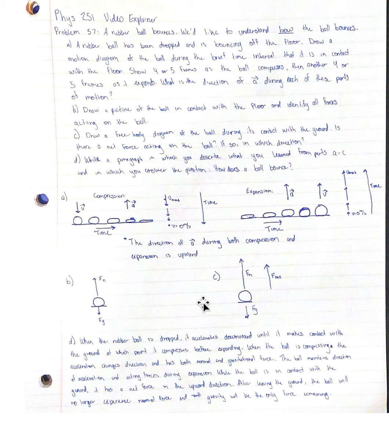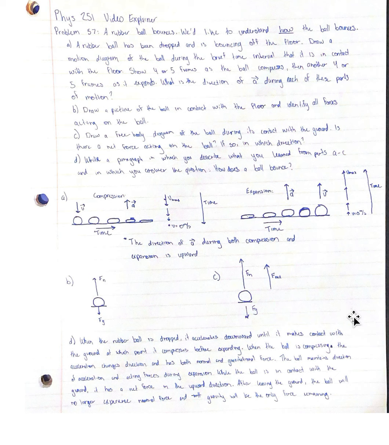And then in Part C, we are drawing a free body diagram of the ball and identifying any net force as well as the direction of the net force. And so here is our diagram in which we have both our gravitational force and our normal force, and there is a net force, and that net force is in the upward direction.